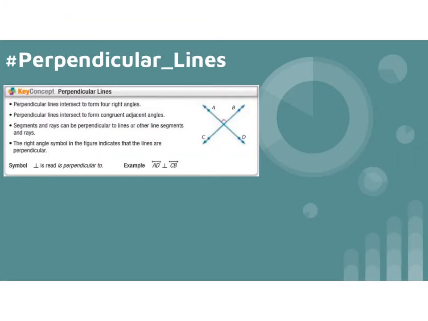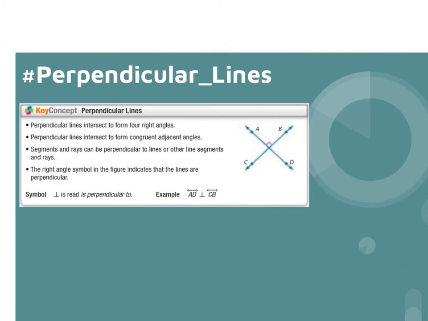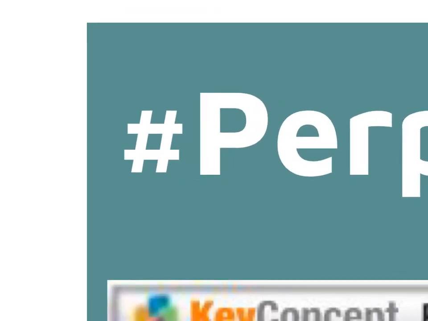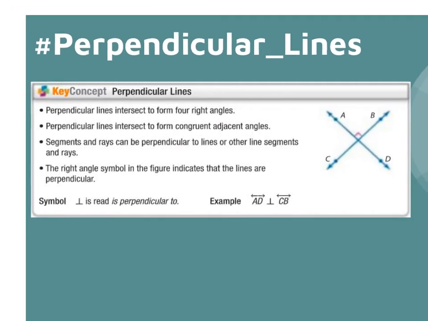Next, we're talking about hashtag perpendicular lines. Unfortunately, I thought a hashtag had perpendicular lines. If we look closely, they are not perpendicular lines. So don't use that hashtag. Back to our lesson. All right.